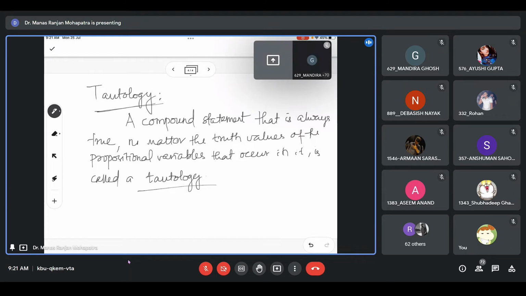So, a compound statement can be formed by two or more atomic statements. The atomic statements have truth values. They can be true, they can be false. But irrespective of the truth values of the atomic statements, if the compound statement has a truth value which is always true, then that compound statement is called a tautology. Let me first take some examples of tautology, then I'll go for the other one.